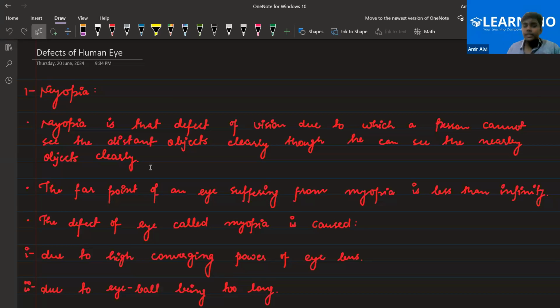Okay, next thing is that the far point of an eye suffering from myopia is less than infinity. It means that the myopic eye's far point is less than infinity, right? It means that the far point is shifted towards the eye.